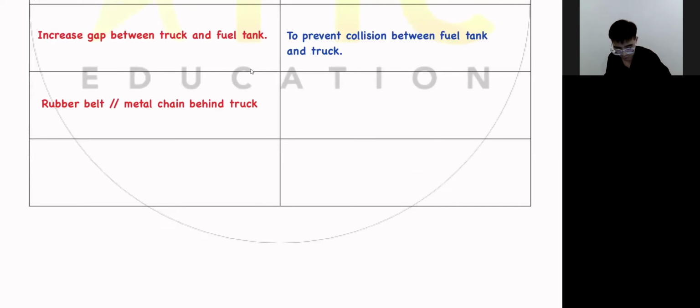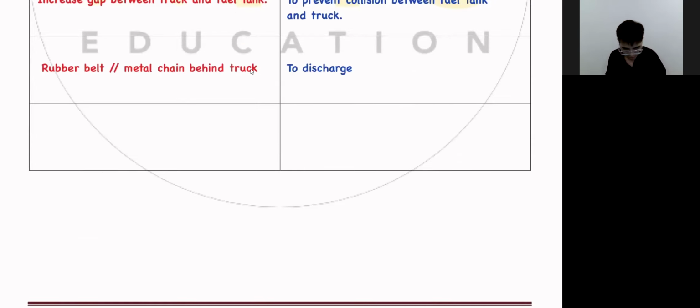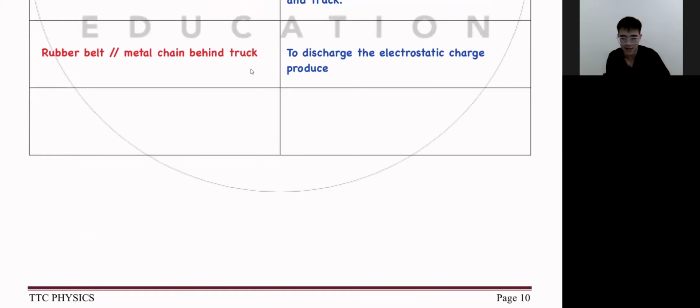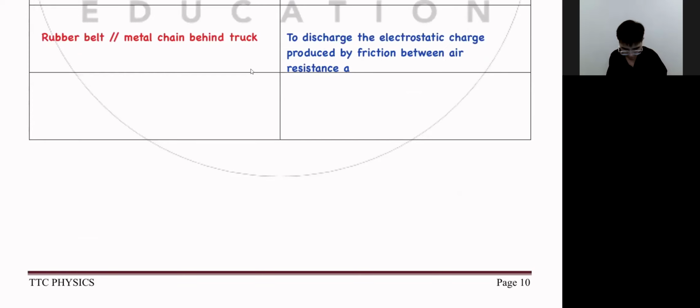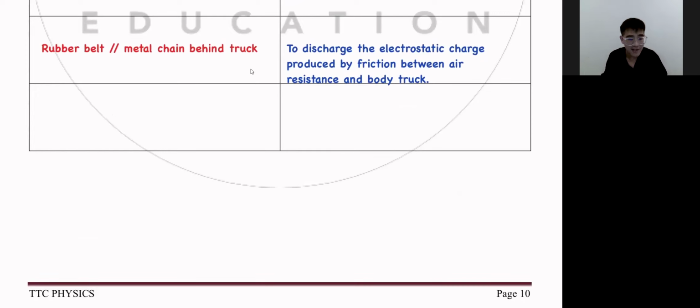Why? Like I said, this thing is actually to discharge. The function is to discharge. Discharge what? Discharge the electrostatic charge. Why does the truck have all this electrostatic charge? It is produced by friction, because friction produces charge and at the same time produces heat. So produced by friction between what? Between the air resistance and the body of the truck. So there will be a lot of electrostatic charge on the fuel tank, on the oil tank, and it's very dangerous. So that's why it needs to be discharged.